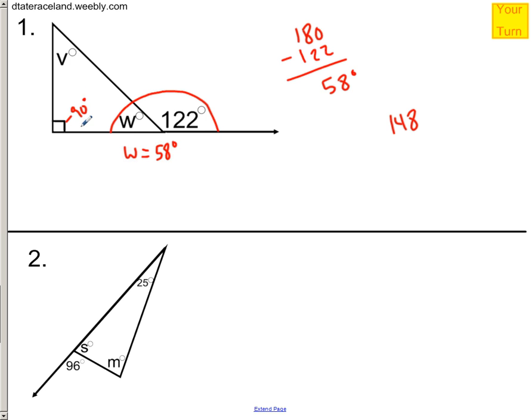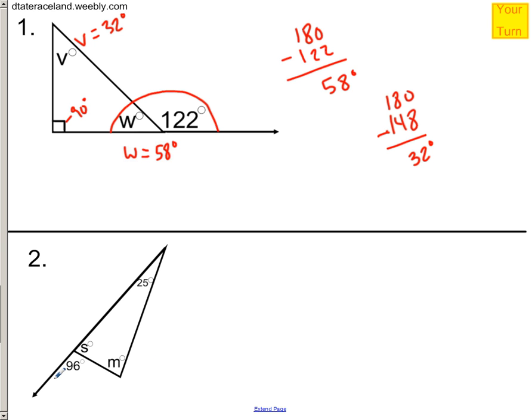The sum of all three angles inside of a triangle, the interior angles, is 180. And we don't want to add there. We want to subtract the two angles that we know, which is 90 and 58. And that's where we get the 148 from. We added them up, and we got 32 degrees. So V equals 32 degrees.